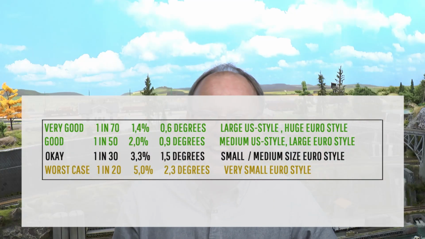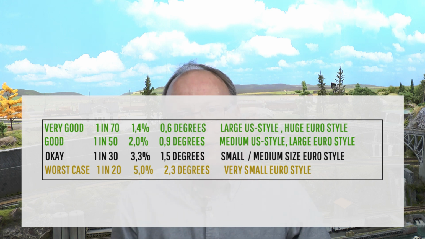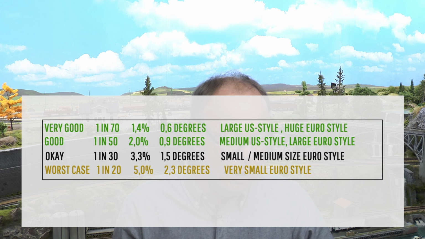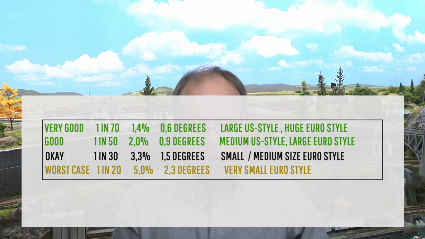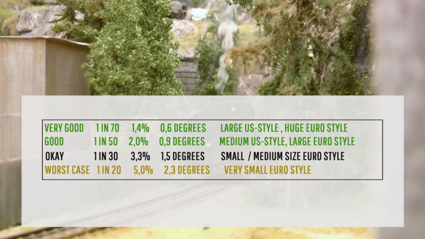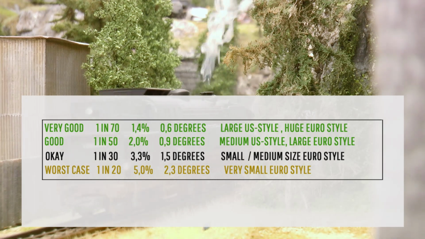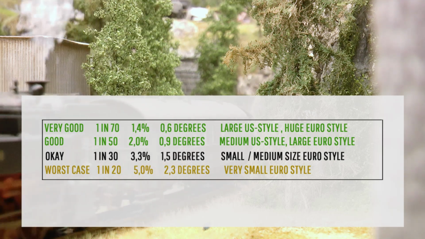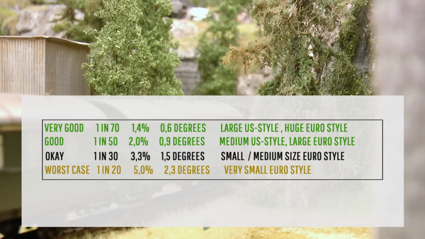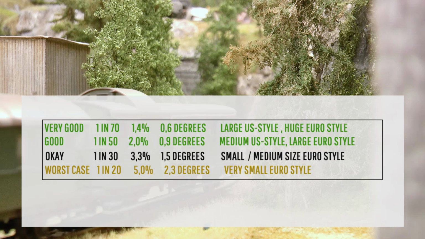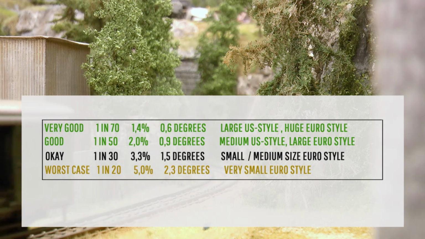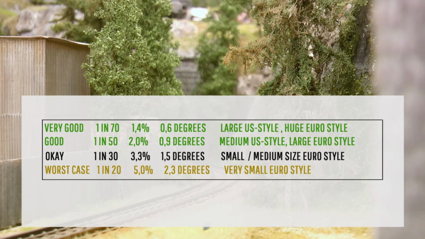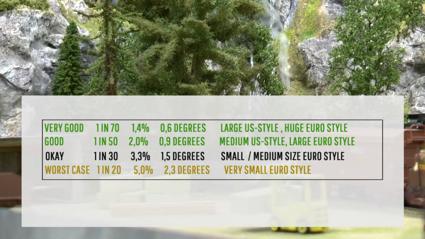And then we're coming into what most people need to settle with, and that is 1 in 30, which equals a 3.3% grade, and that equals 1.5 degrees of angle. Well, I would say this is valid for a small, medium-sized Euro style layout with folded line design. And worst case, I have a lot of worst case on my layout, trust me on this one, and it still works pretty well, but it's not something I would recommend as a starting point for any design. But it does work also with 1 in 20 and a 5% incline, and that equals 2.3 degrees. And on a very small Euro style layout, it works fine.